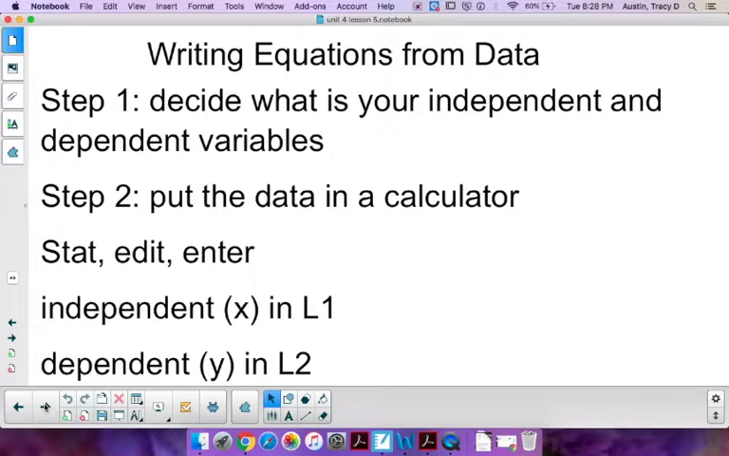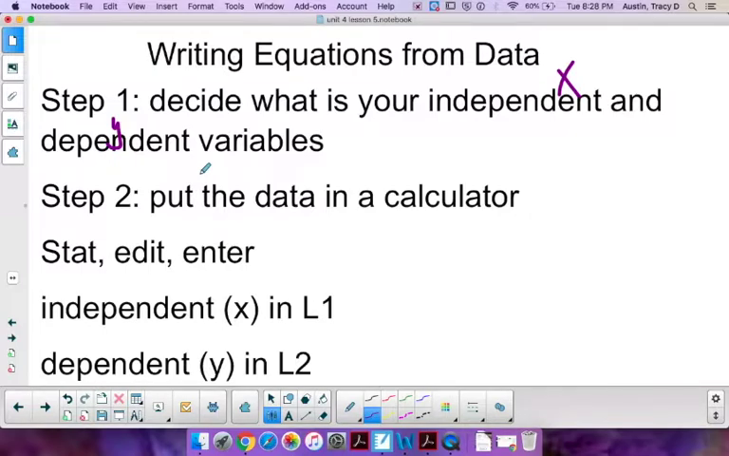Okay, so in order to be able to write equations from data, a set of data, a set of points, we first need to figure out what the independent and dependent variables are, okay? You remember us talking before about how the independent, when you look on a graph, is always the x, and the dependent is always the y. Well, if all you're given is a situation and some data points, you need to figure out which is which so you can put them in the calculator correctly. So step one, figure out which is your independent and which is your dependent variable.